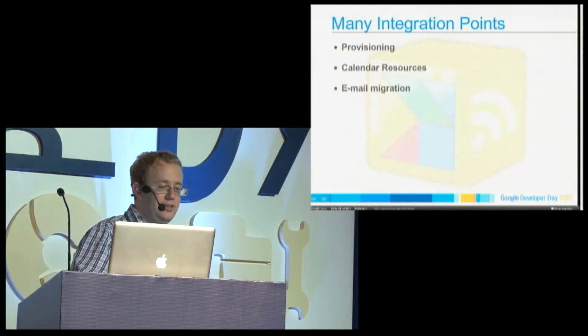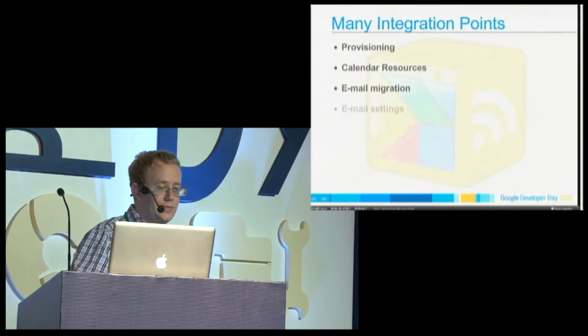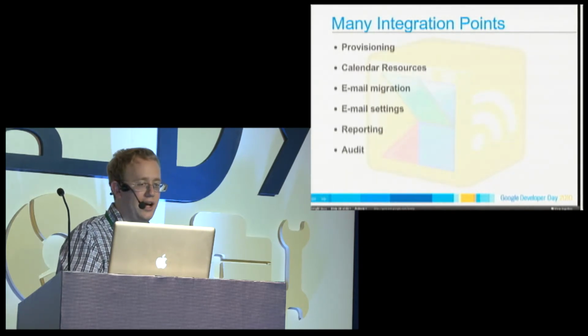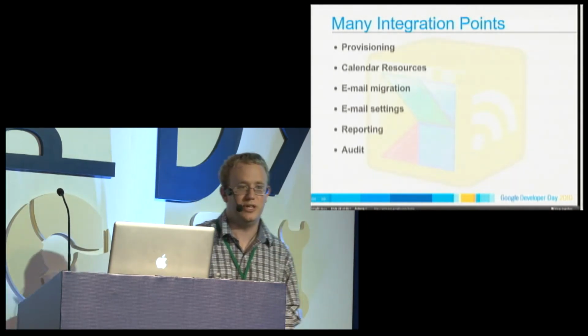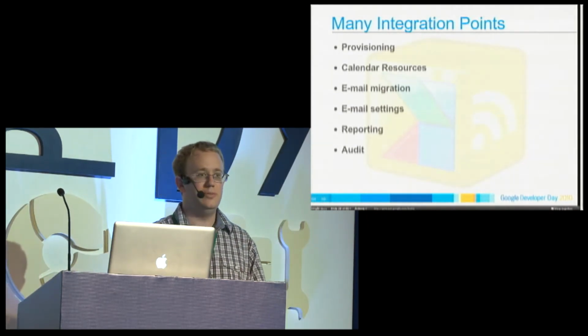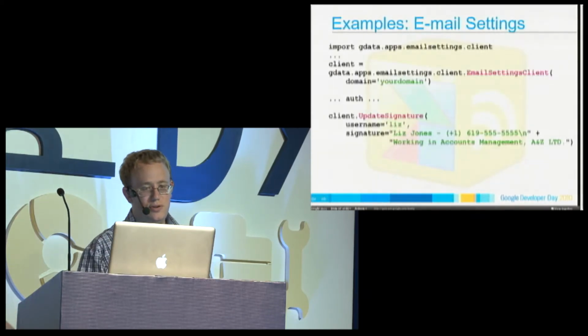There's the email migration API, which allows you to push email into Google Apps. There's an email settings API, which I'm going to show you an example of shortly, basically allowing you to manipulate all the settings that you're used to accessing in Gmail. A reporting API and an audit API. All the different types of enterprisey sort of APIs that you would expect to be able to manipulate data on behalf of an organization. So let's show you one example.